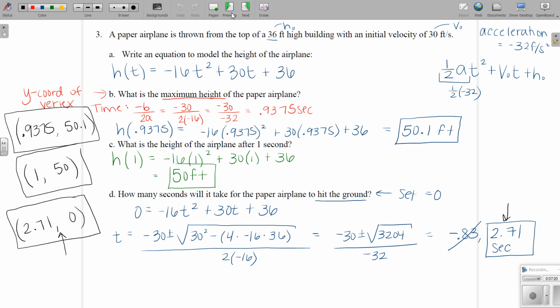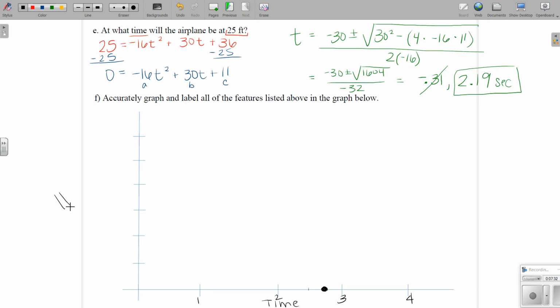Something else that we know, the initial height of that airplane was 36 feet, but the maximum height is 50.1 feet. So we need to give room on our height over here to go up to a little over 50. So I could go up by 10, 20, 30, 40, 50. And we said our y-intercept, our initial height, is 36. So I would be starting there.